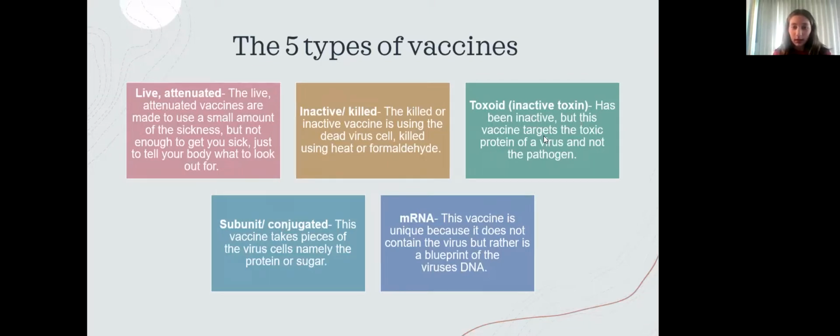The subunit is the vaccine that takes pieces of the virus cells, mainly the sugars and proteins, and the mRNA is the newest vaccine technology. It's kind of cool. It's not any part of the virus or sickness. It takes a blueprint of the virus's DNA, and it shows it to your body.